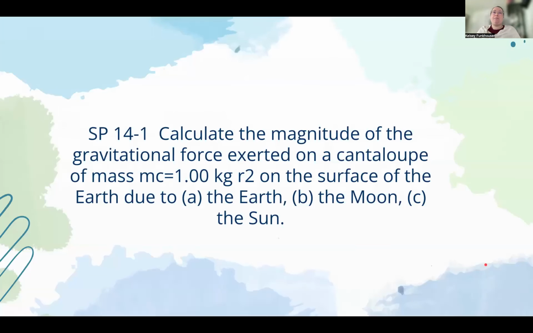And now we're going to do our sample problems. I'll read this first one. Calculate the magnitude of the gravitational force exerted on a cantaloupe of mass 1 kilogram on the surface of the Earth. Sorry, I think that is also giving us the radius potentially. We'll get back to that part. But due to the Earth, the moon, and the sun. So let's do that.